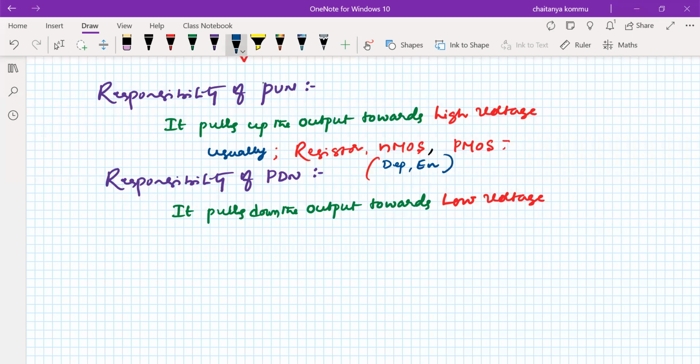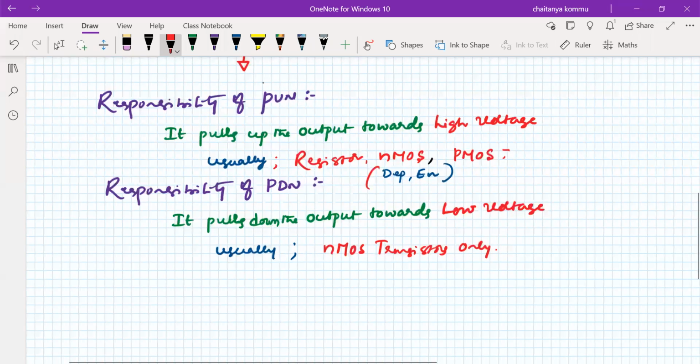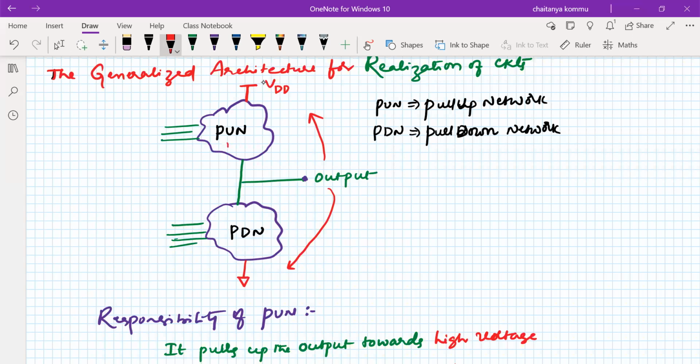But in the case of the pull-down network, usually we consider nMOS transistors only. So these are the networks having different kinds of elements. Are you agreed with me? This may be a resistor, an nMOS, or a PMOS. But here we normally consider nMOS only because of its huge advantage when compared to the other elements.